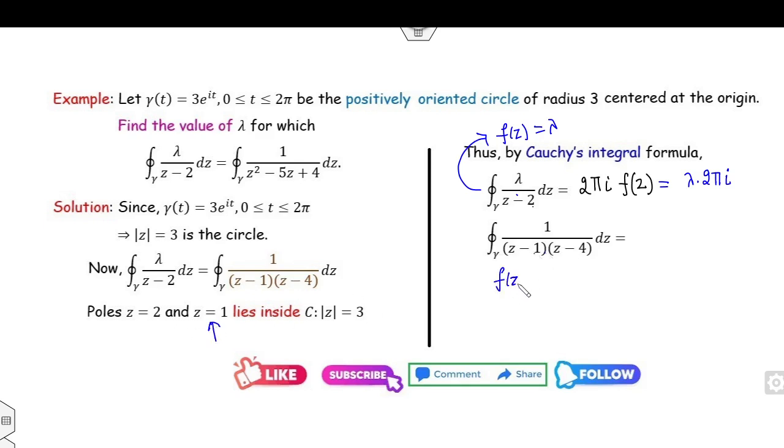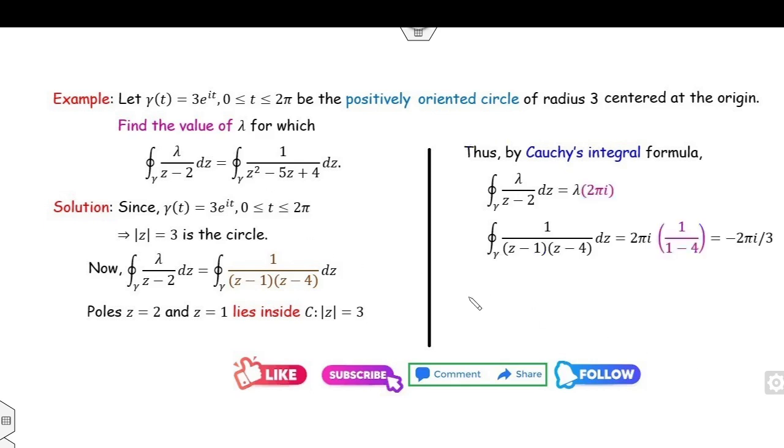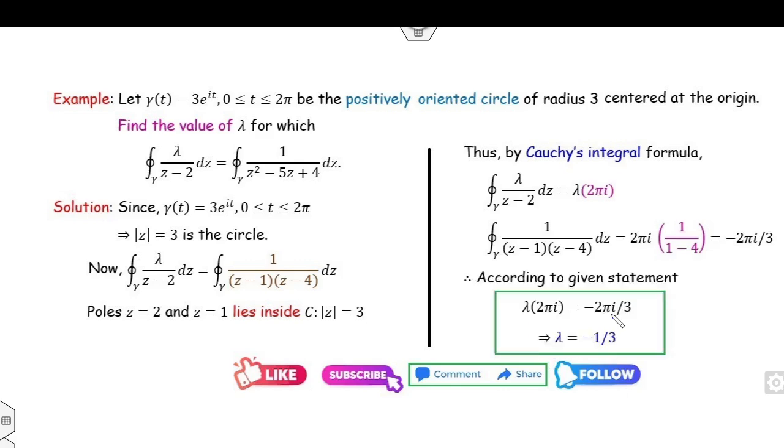इस केस के लिए because z is equal to 1 only lies. So इस केस के लिए आपका fz कितना है? 1 over z minus 4. So your answer will be 2 pi iota f of 1. So कितना हो जाएगा आपका? 2 pi iota into minus 1 over 3. So both the values you can substitute in the given equations. So therefore lambda into 2 pi iota is minus 2 pi iota over 3. Lambda will be minus 1 over 3, the right answer of the problem.